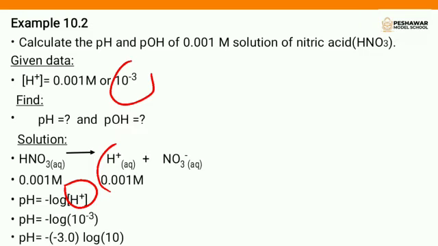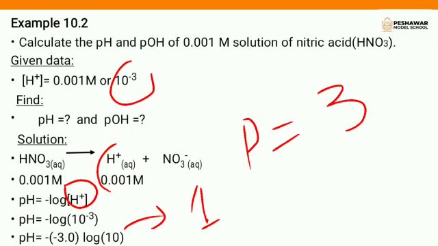Take the log of 10 power minus 3, so you will get minus 3 log 10. As you know, log 10 is equal to 1, due to the mathematics rules. Now the pH of the nitric acid is equal to plus, minus minus. So you will get the pH of the nitric acid is 3.